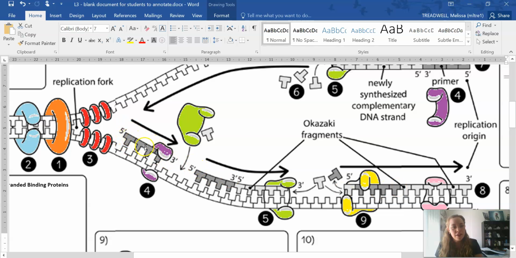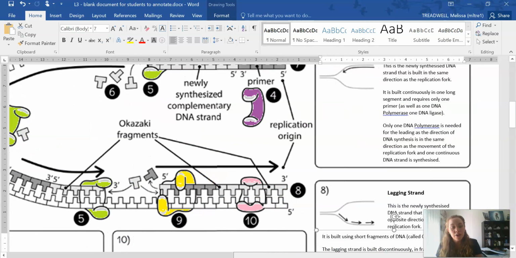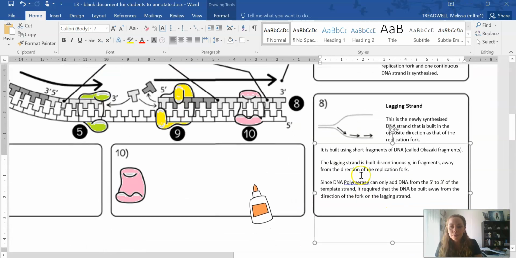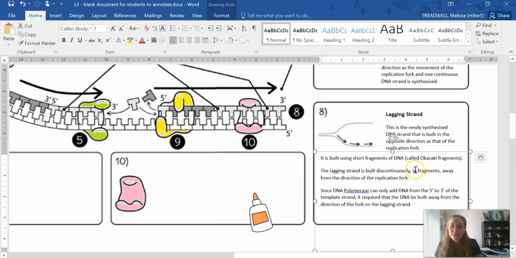So we've got our RNA primase building a primer here and here and here. And then following this, we've got DNA polymerase building these pieces of complementary strand. So each little piece here is going to get called an Okazaki fragment. So the lagging strand is built discontinuously in fragments away from the direction of the replication fork.